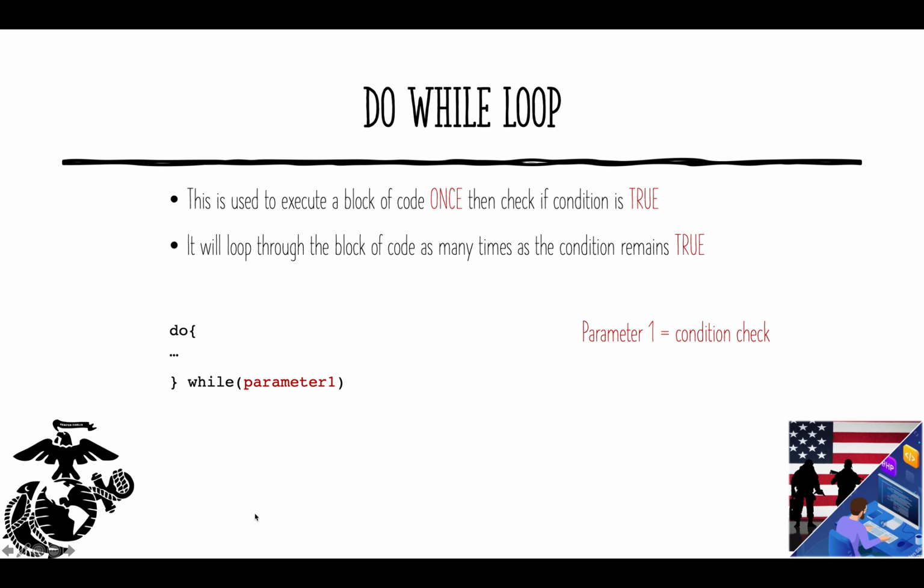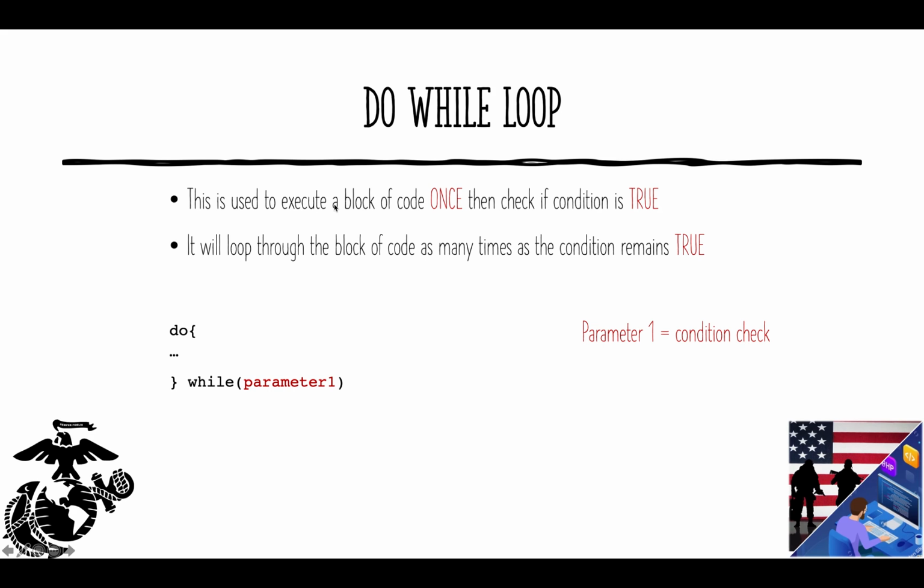Now we have something called a do-while loop. It is just like a while loop. The only difference is it executes the block of code first and then checks its while statement for all follow-on iterations. So a do-while loop will always execute the block of code once, and then after its first execution, it will check its parameter to see for any follow-on executions.